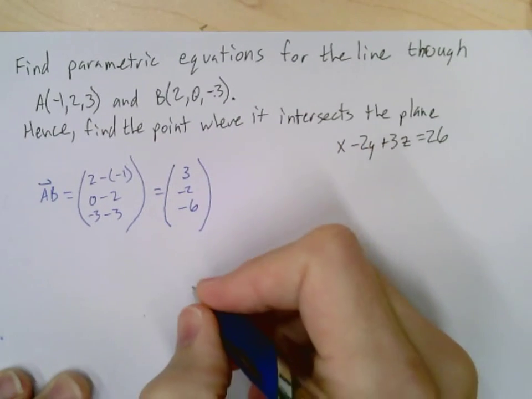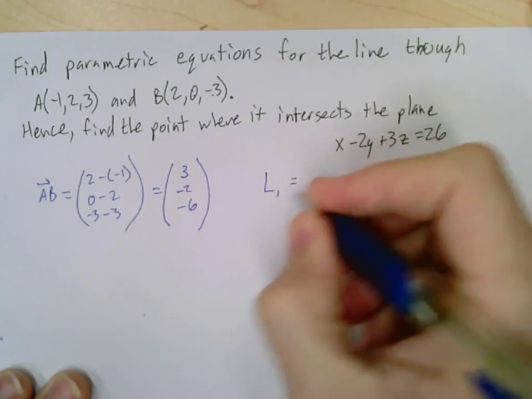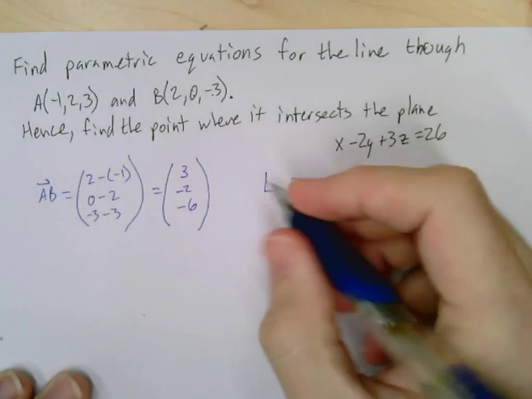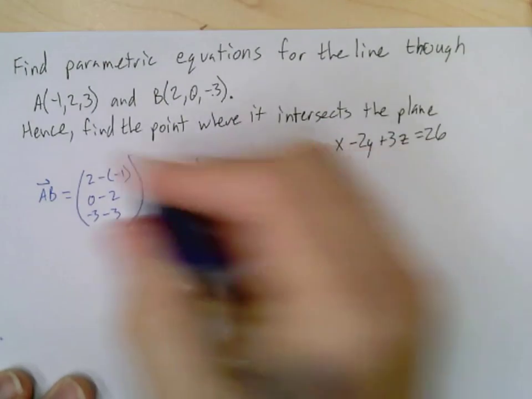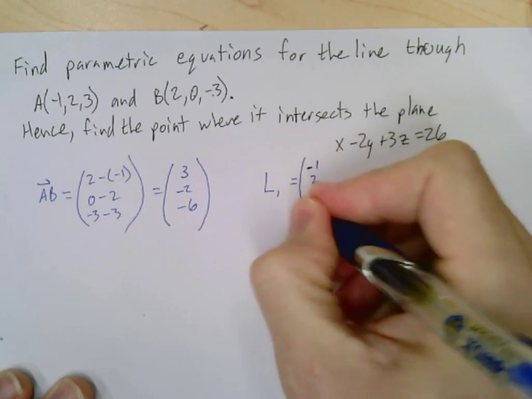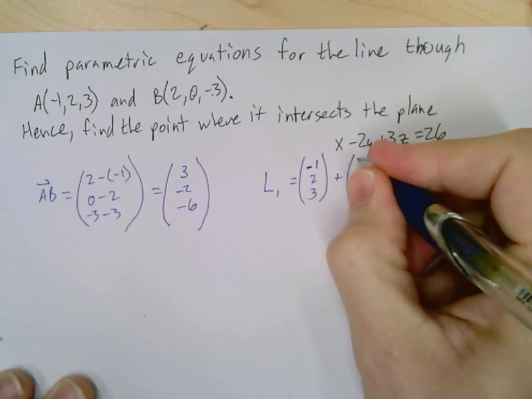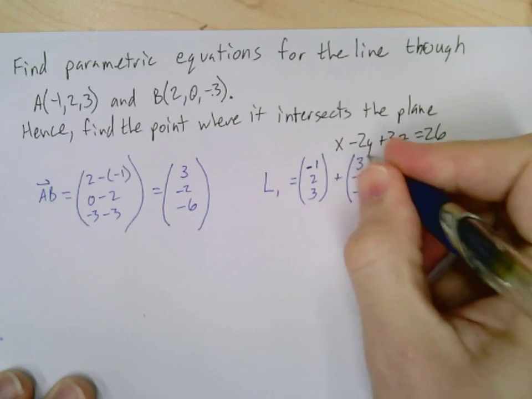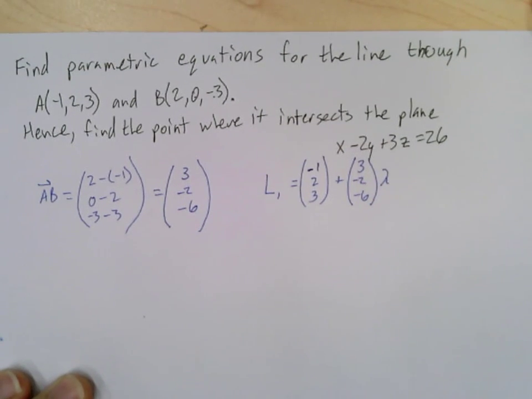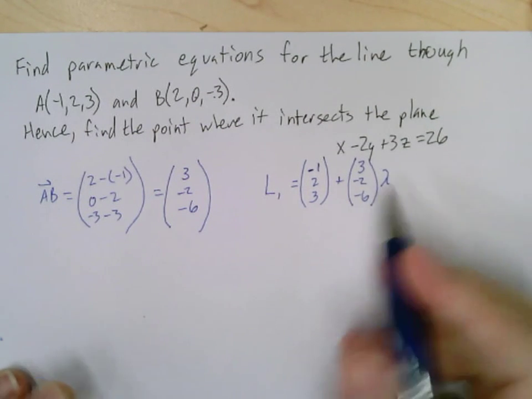So now that I have a direction vector, I can write an equation for line 1. I'm just going to write line 1 equals, and I can put in either of these 2 points. If you like the 0, you can put the 0 in, 2, 0, negative 3. I'm just going to put in A because I feel like it. And then we're going to add on the direction vector, which was 3, negative 2, negative 6, times your parameter, whatever you want your parameter to be. Okay, so there I've got line, and this is in vector form, right?